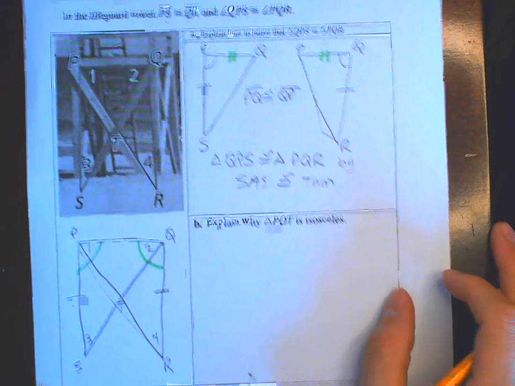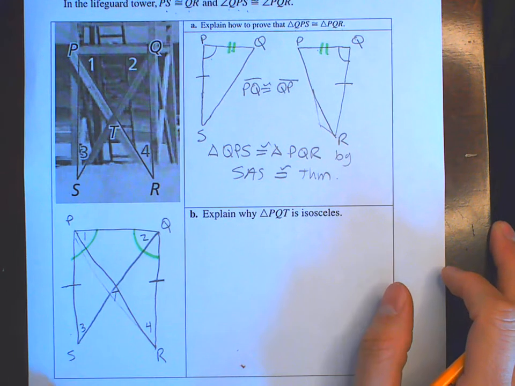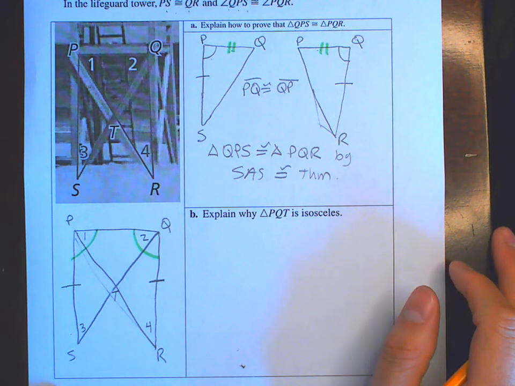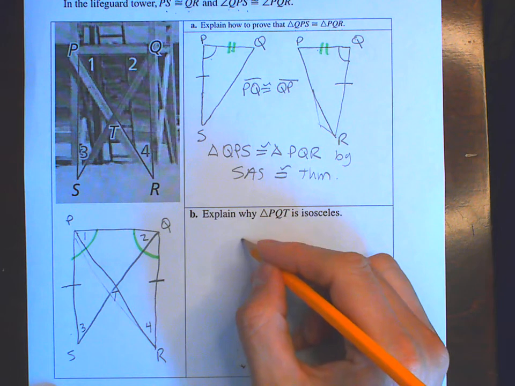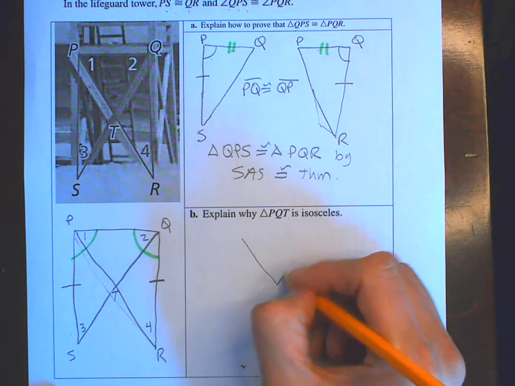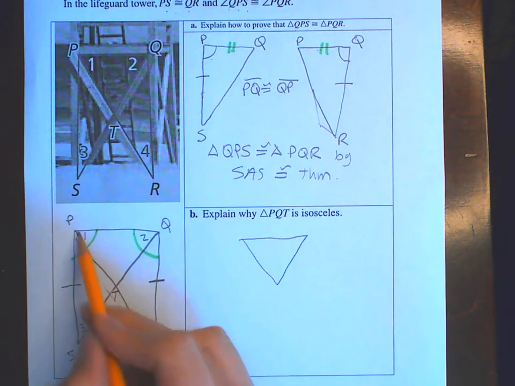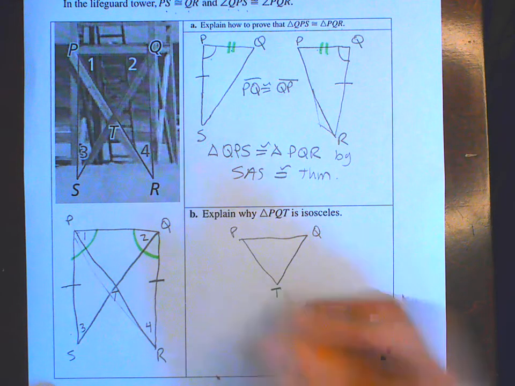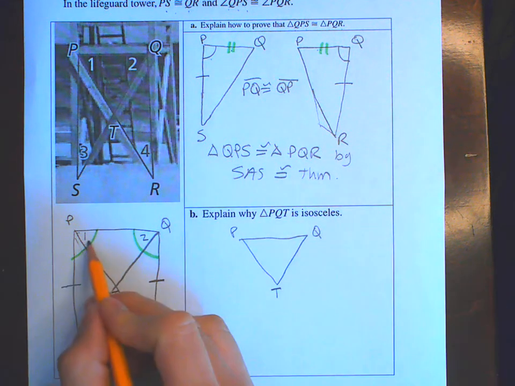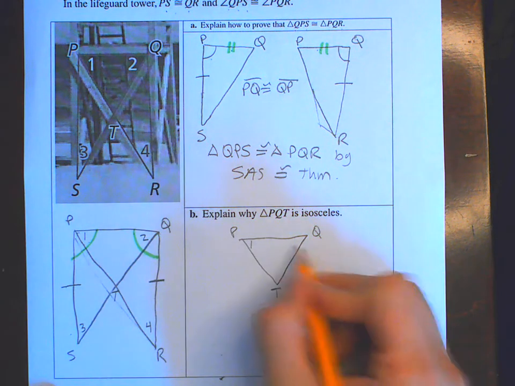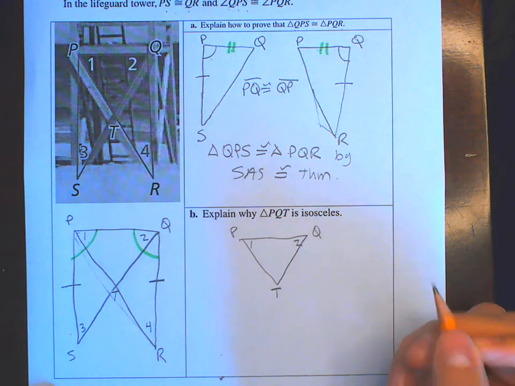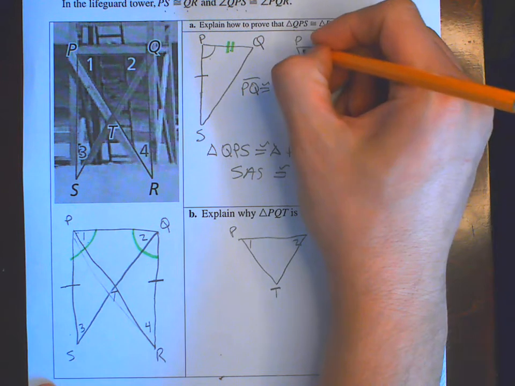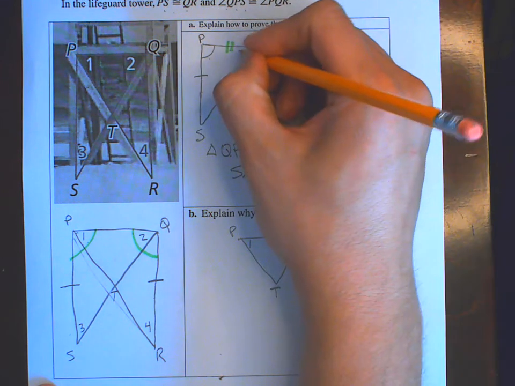All right, for the next part, explain why PQT is isosceles. Okay, so let's look at PQT. PQT is just this little part right here. P, Q, and T. Now, this angle here is going to be angle 1. This angle here is going to be angle 2. According to the diagram, this here is angle 1 and this here is angle 2.